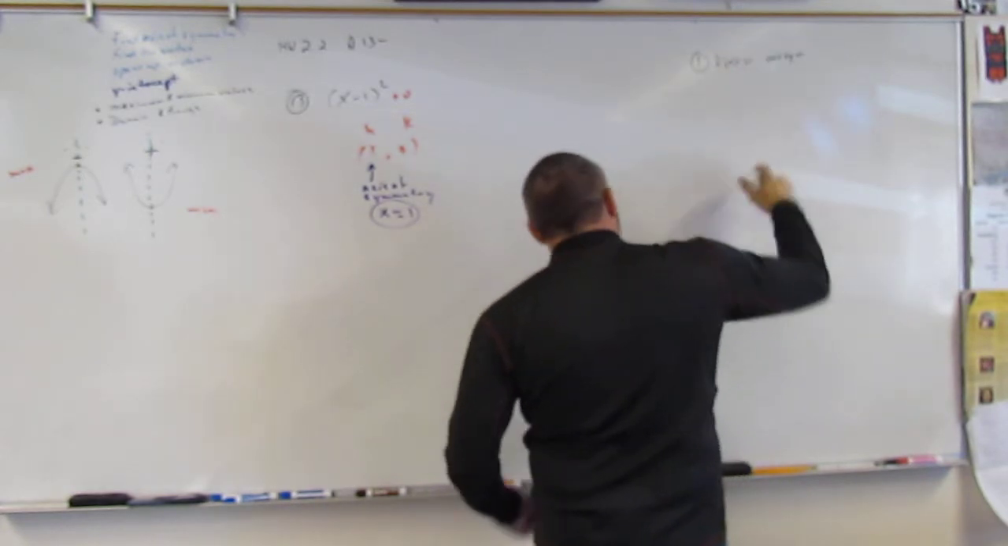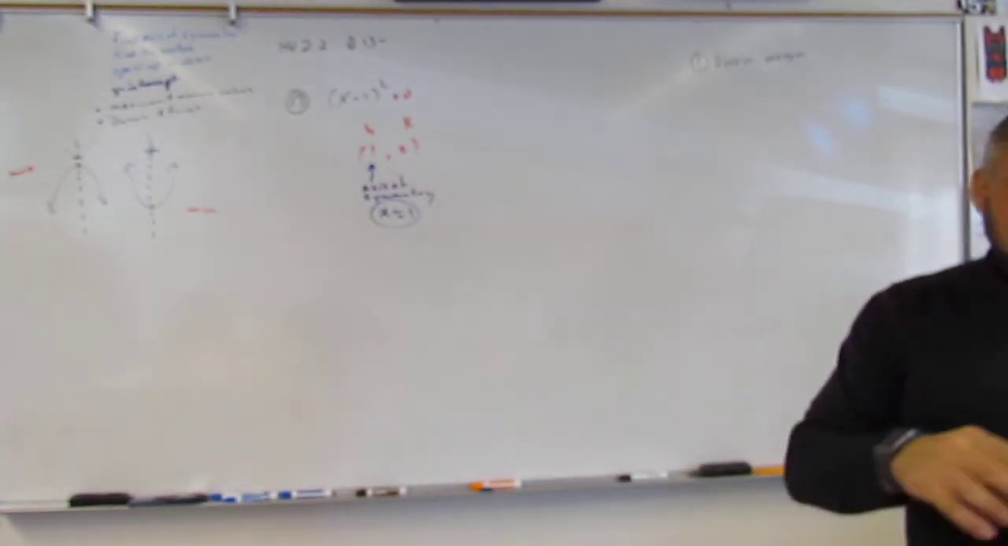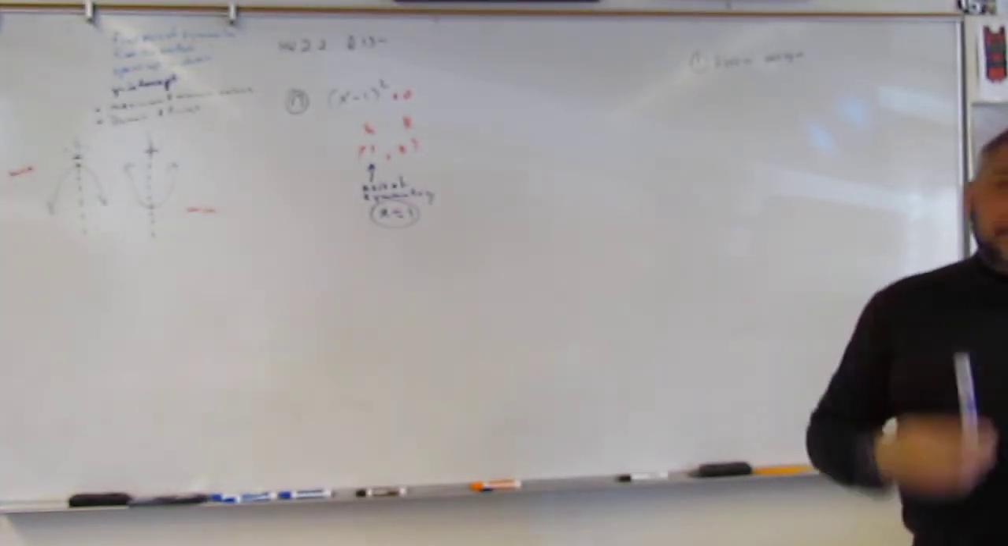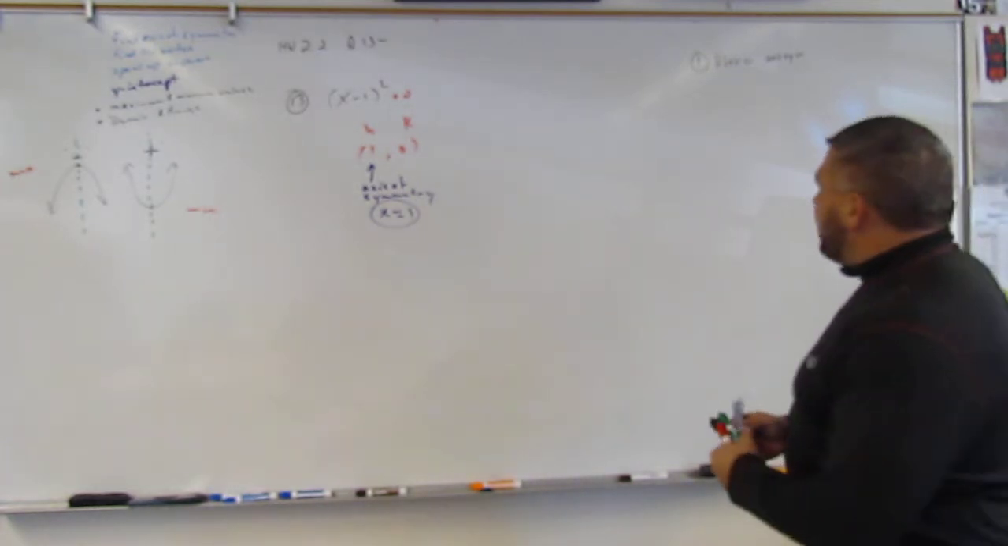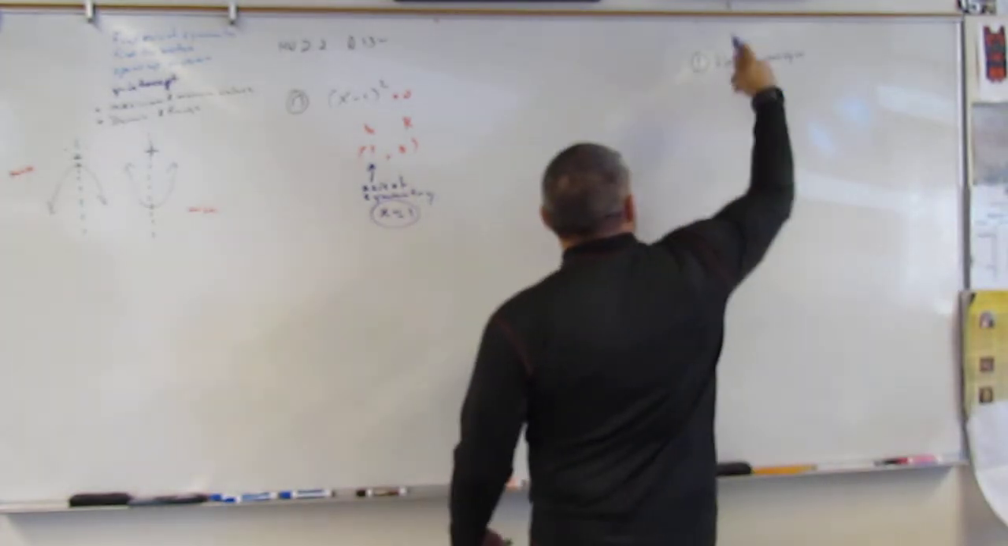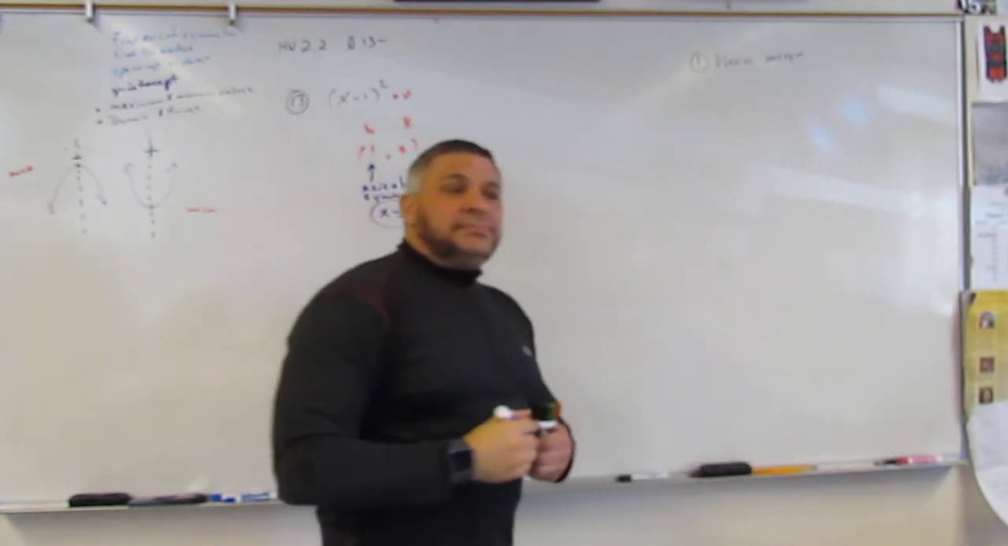Okay? That's your first step. It's called finding the derivative. And I'll show you how to do that. F prime of x equal to 0. That gives you the axis of symmetry.